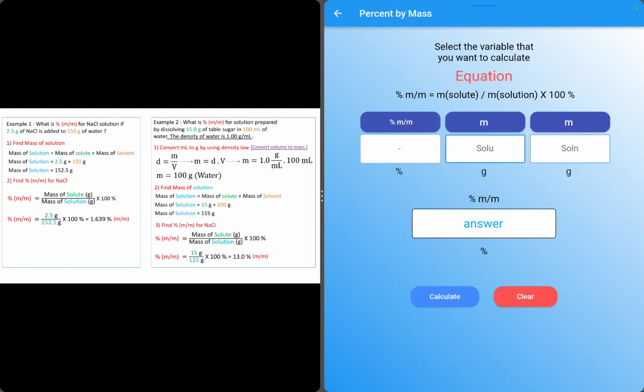The mass given here is 2.5 grams of NaCl, and the volume of solution is 152.5. So the answer will be 1.639%. The second example is also mass over mass percent. Here we have 15, and the volume of solution is 115 as written here. So the answer will be 13.0%.